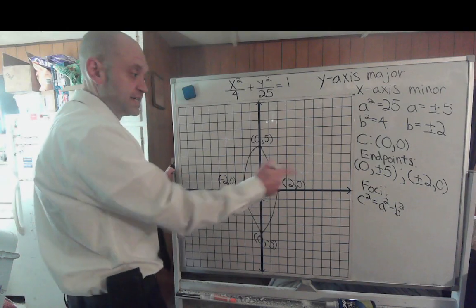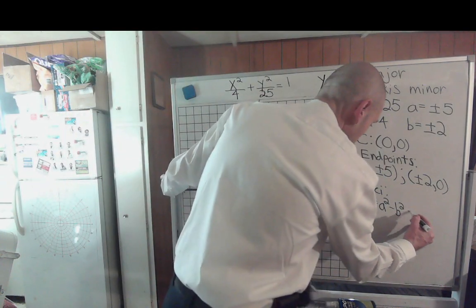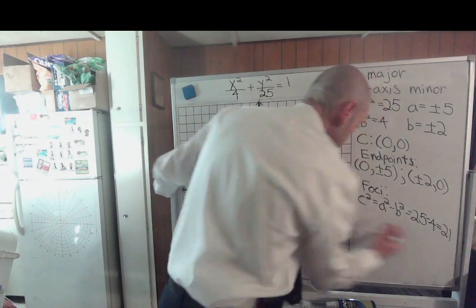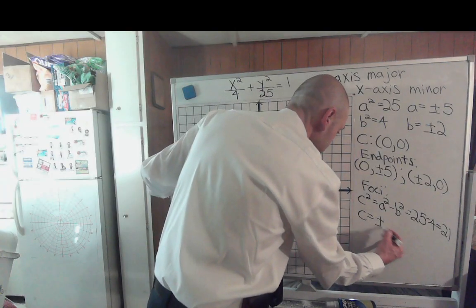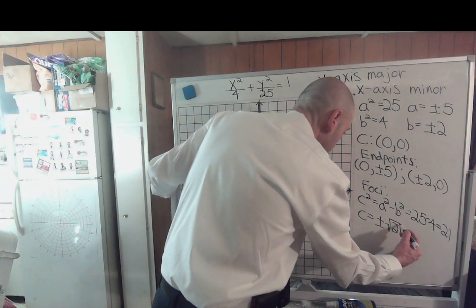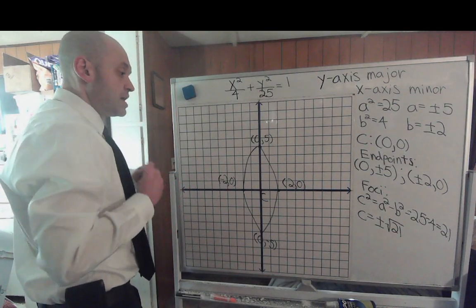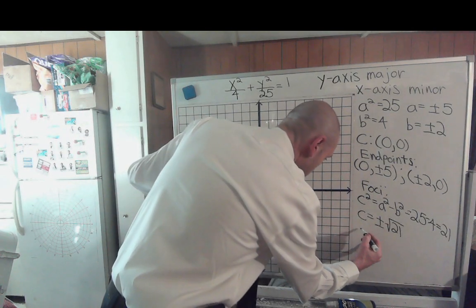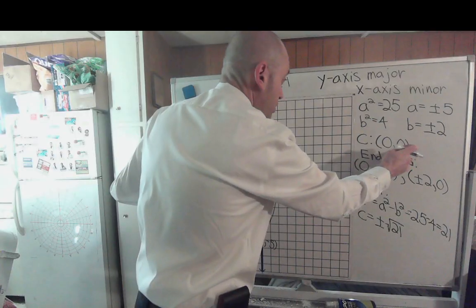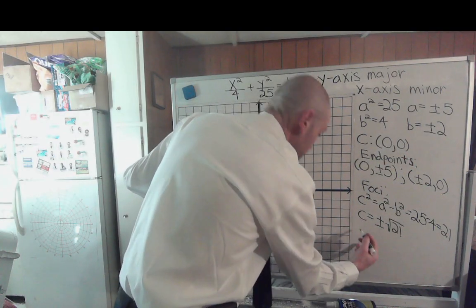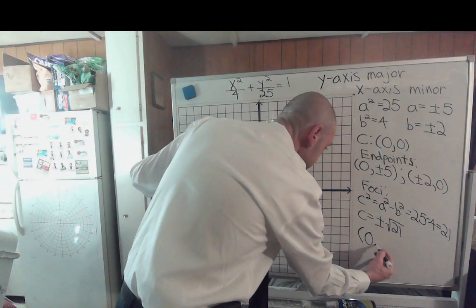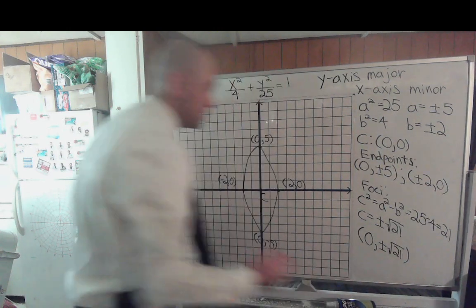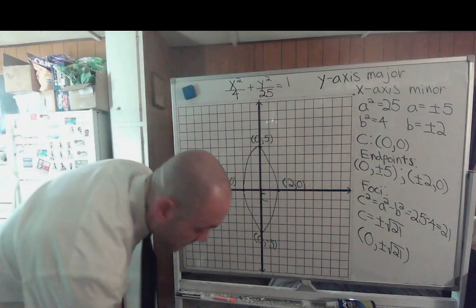But in this case, c squared equals a squared minus b squared, which would be 25 minus 4, or simply 21. So c would have to equal both plus and minus the square root of 21. Now, again, the foci go based off of your major axis. So you'll take your y-coordinate, add those plus and minus square root of 21, so the foci will be at 0 plus and minus the square root of 21. So let's see about where the heck that puts me.